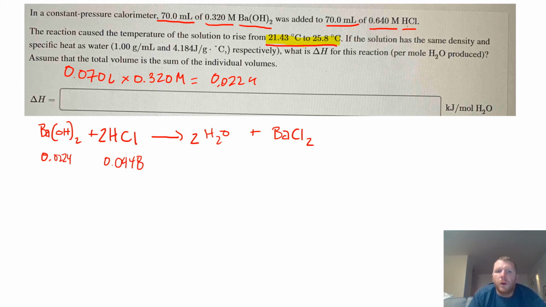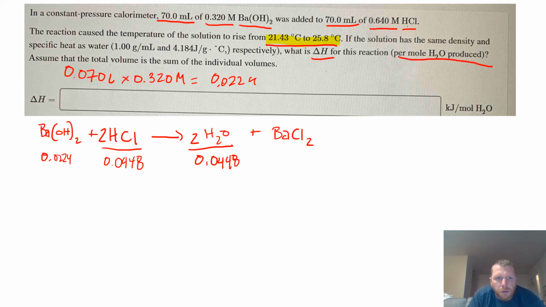Now what ultimately this means is I'm going to be able to produce 0.0448 moles of H2O. The reason that I know that is because I've got a 1-to-1 molar ratio of HCl to H2O. So it's actually a 2-to-2, but it's the same as a 1-to-1 because however many moles of HCl are going to be utilized, I'm going to have the exact same number of moles of H2O that are actually produced. Okay, so I bring that up because this question is asking me, what is my delta H per mole of H2O produced?